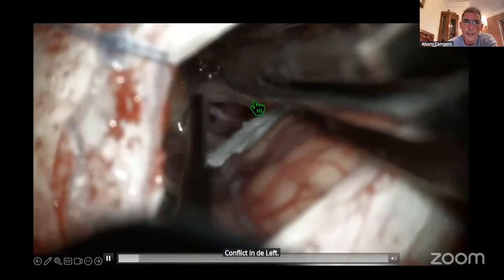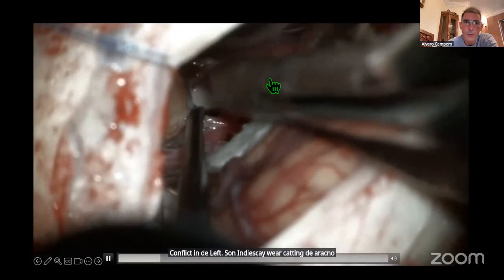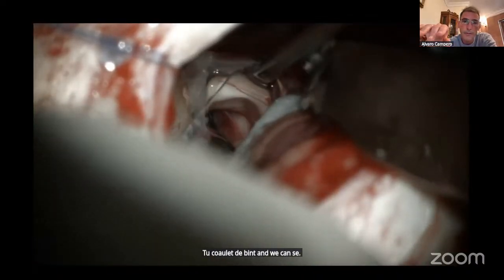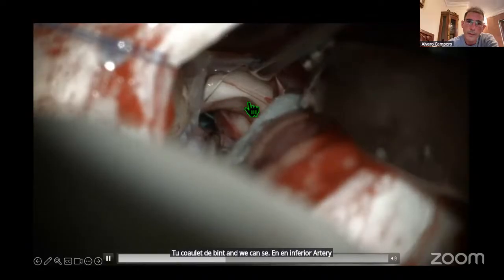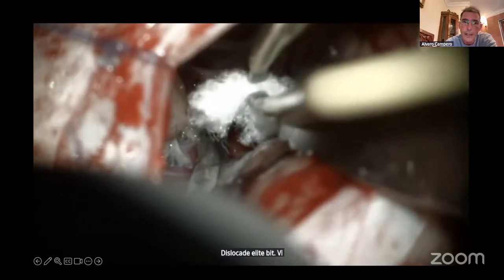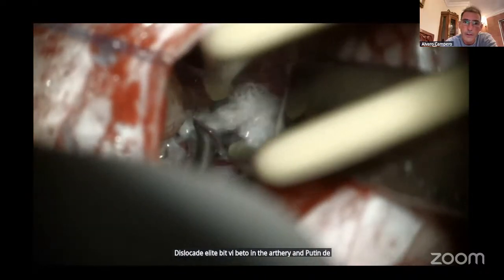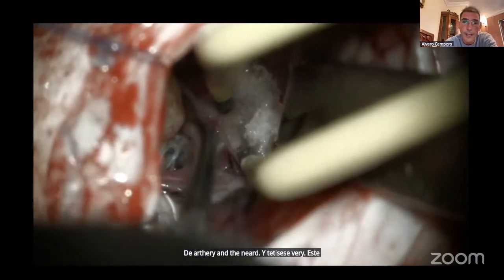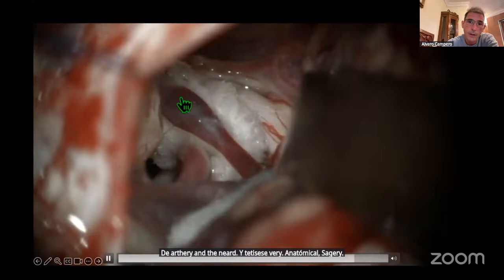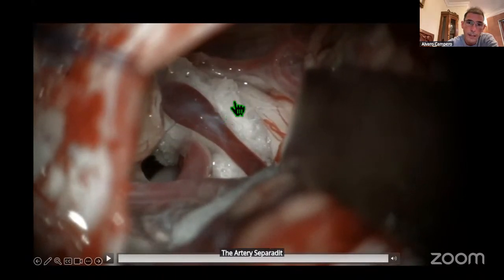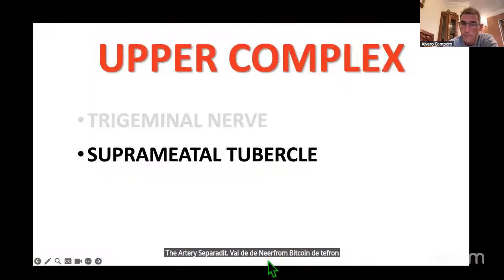So in this case, we are cutting the arachnoid, trying not to coagulate the vein, and we can see an inferior artery and how the nerve is dislocated a little bit between the artery, and putting the Teflon between the artery and the nerve. It is a very anatomical surgery, and we can see also the vein here, the artery separated from the nerve because of the Teflon, and the vein and so on.